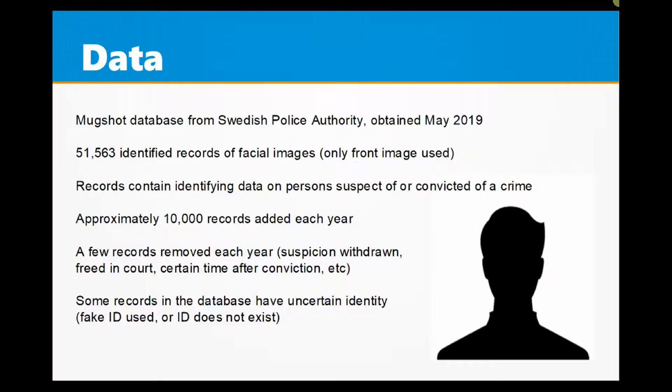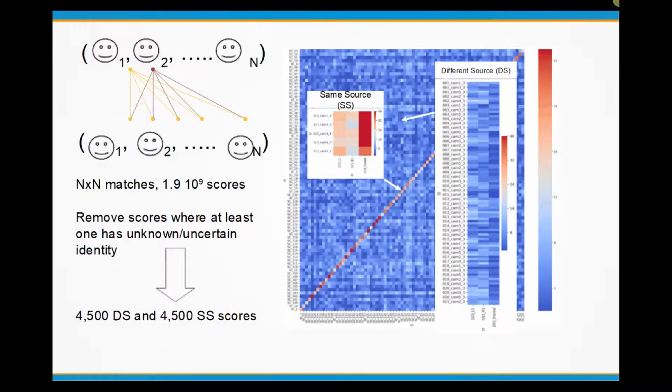So, to construct a model from the mugshot database, we performed an all-to-all match of the entire database and producing almost 2 billion scores.